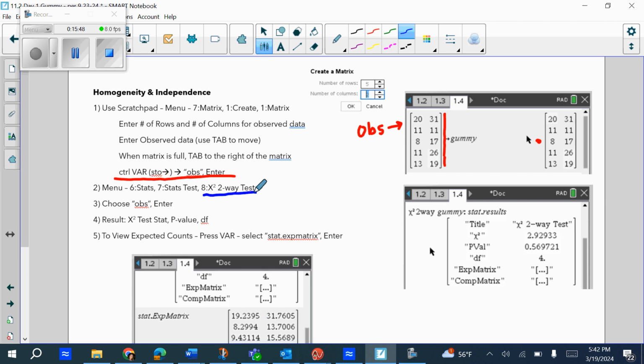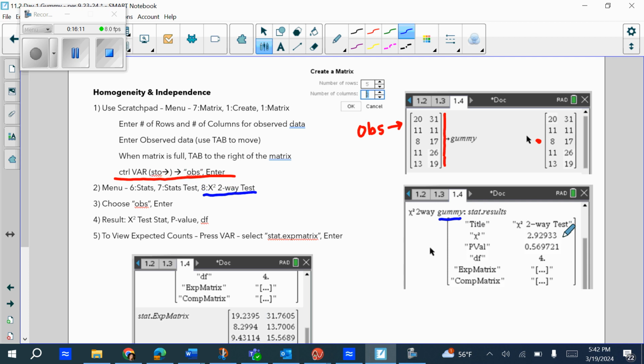When you get in there, it asks you where your observed values are located. So you're going to use the name that you gave it. For me, mine was Gummy, so that's why I chose that there. Again, if you gave another name, you would tell the calculator where your observed values are stored. And then when you hit enter, it gives you all of this data.